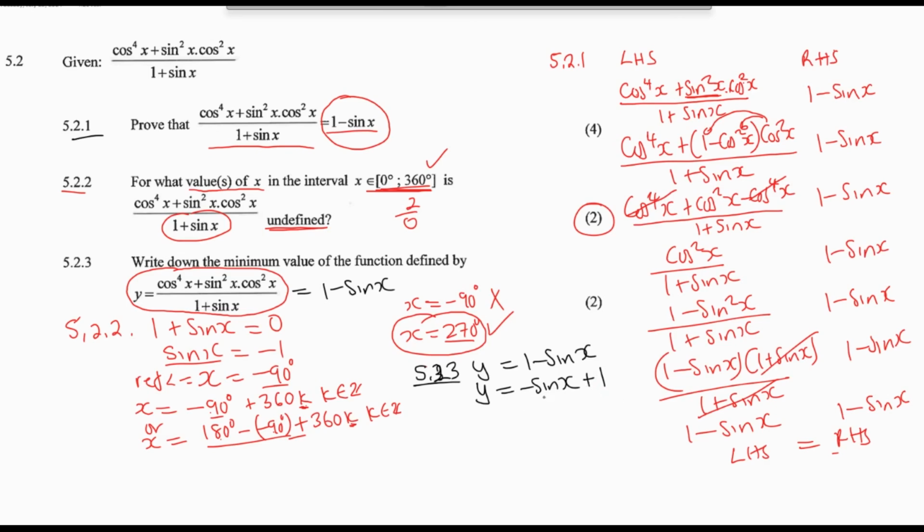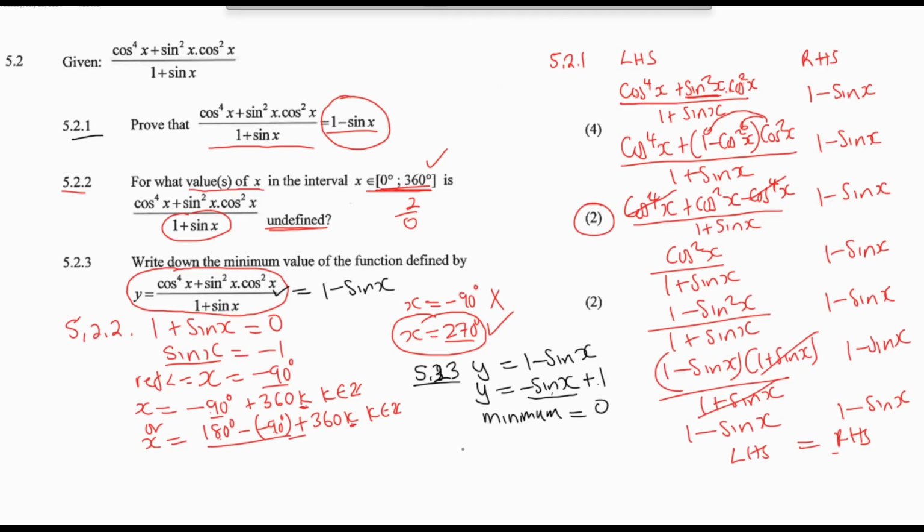Now what is the minimum value for negative sine x? We must know the basic graphs, basic trig graphs. Right, what is the minimum value? The minimum value of negative sine x is what? Is negative 1. I'll just show you now using the function. It's negative 1. Then negative 1 plus 1 is what? Is 0. So the minimum value of this function becomes 0.